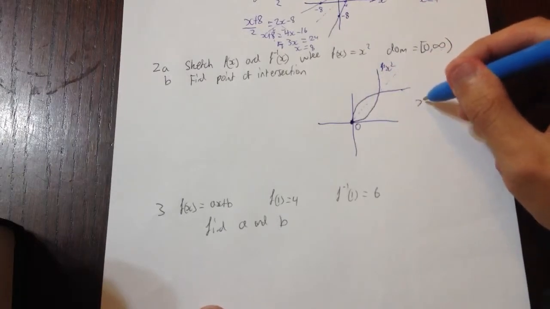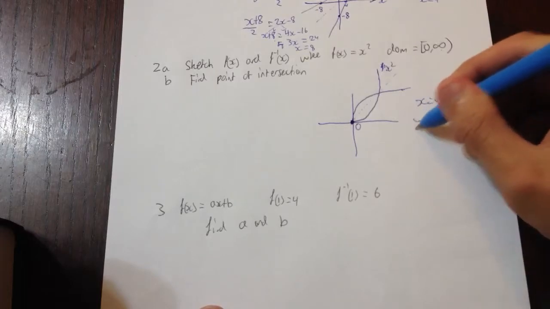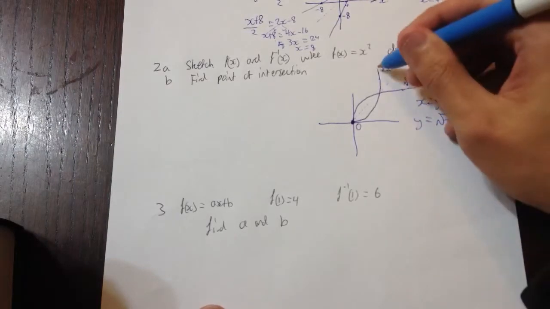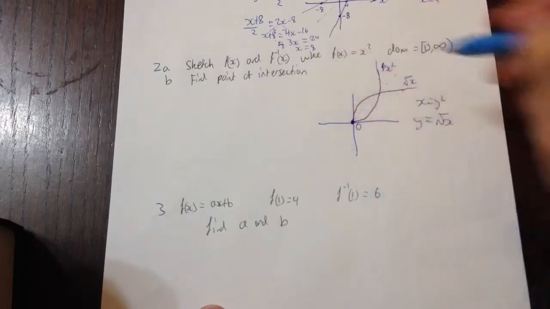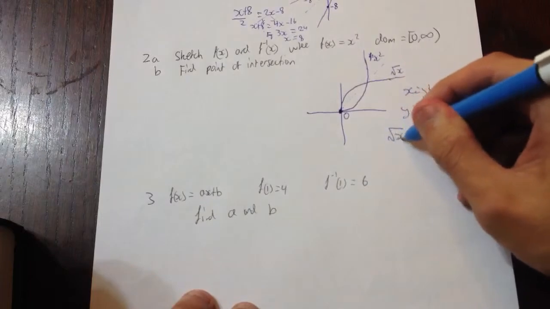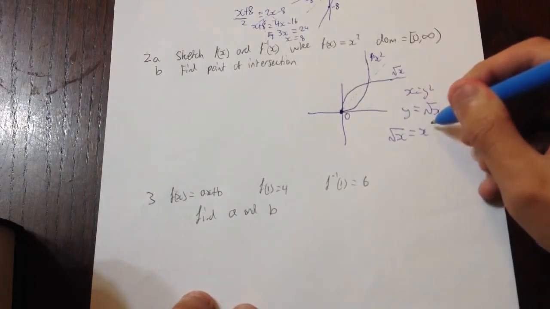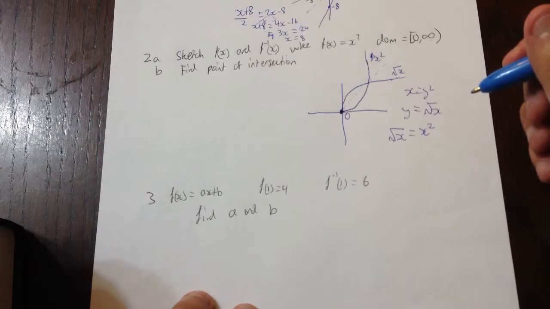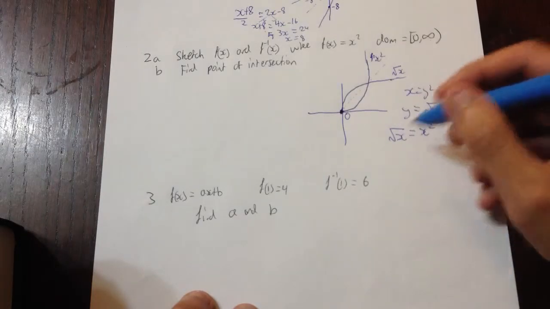So let's find the inverse. x equals y squared. y equals square root of x. So this would be square root of x. This is what they both look like. How do we find the points of intersection? Well, we just let them equal each other. Square root of x equals x squared. It's the best way to go from here.